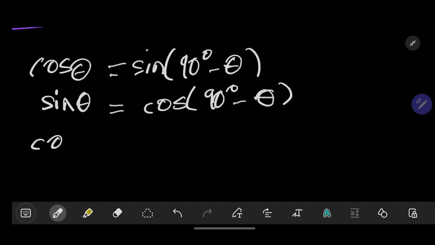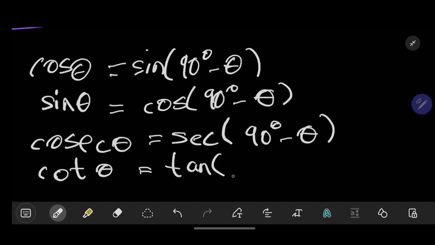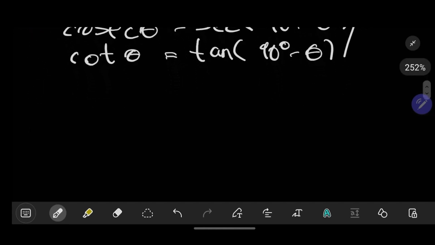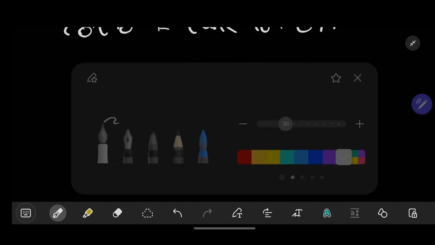Same thing with cosec. So cosec of theta is equal to sec of 90 degrees minus theta, and cot of theta is equal to tan of 90 degrees minus theta. So once again, something to remember and to understand. I'm going to show you one of them right now, how we understand those, the relationship between cos and sine.